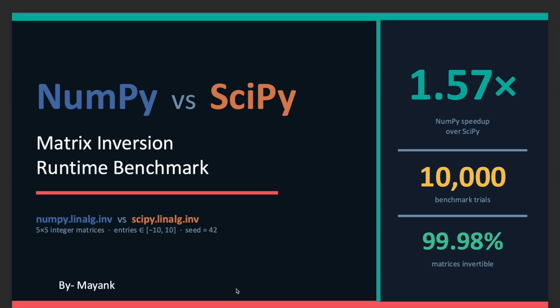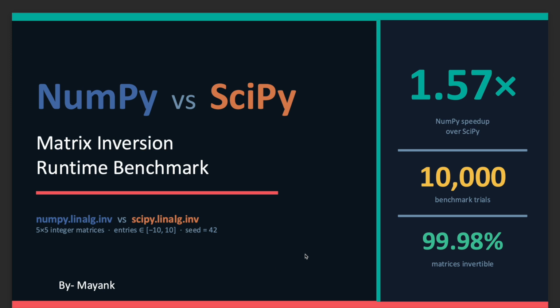The topic for the assignment is the runtime benchmark comparison for the Python libraries which are used for scientific calculations, which are NumPy and SciPy. The main question that we're going to look into in today's presentation is which one is faster at computing the inverse of 5 by 5 matrices.